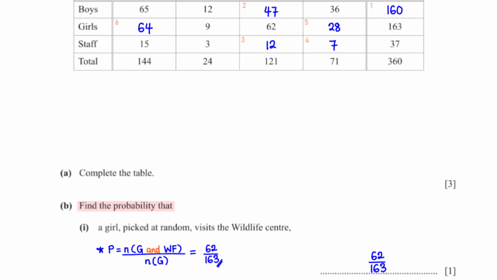Find the probability that a girl picked at random visits the wildlife center. This probability is equal to the number of girls who visited the wildlife center, which is 62, divided by the total number of girls, which is 163.